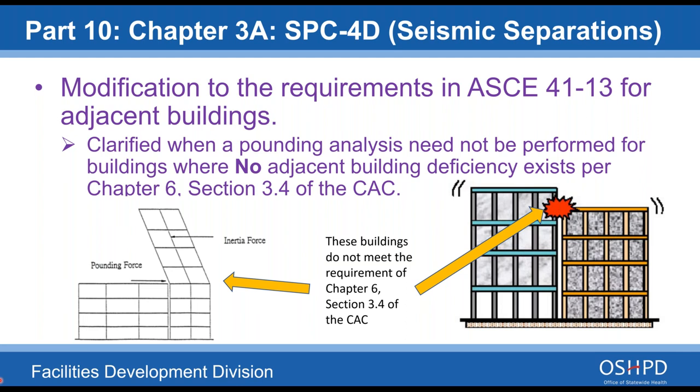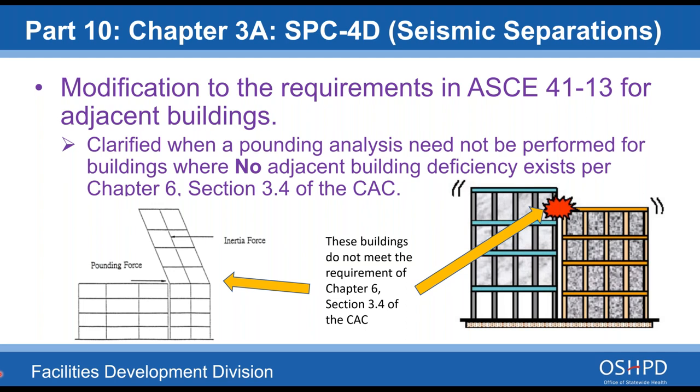These are basically adjacent buildings, which we want to make sure that if you have a building that is SPC 1 or SPC 2 and you're trying to upgrade that building to an SPC 4D performance category, then there is an adjacent building check that needs to be verified. Sometimes we find that we have all these buildings adjacent to each other and they may not meet the adjacent building criteria that is specified in the California Administrative Code. And you said, okay, if you don't meet those criteria, then what do you do?